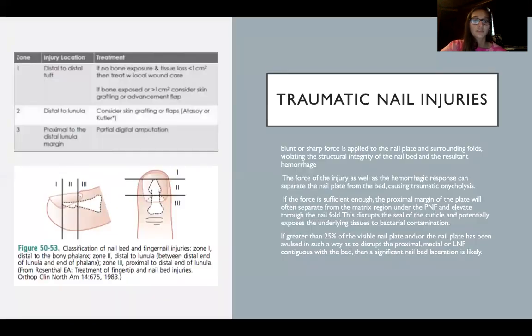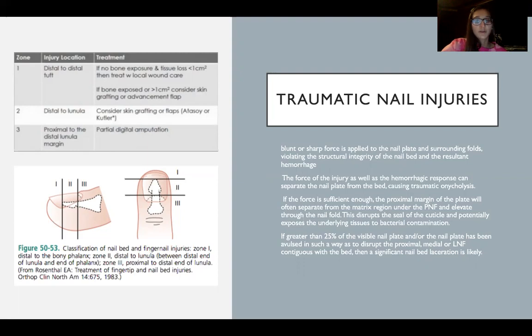Traumatic nail injuries can occur from a blunt or sharp force to the nail plate and surrounding folds, violating the structural integrity of the nail bed. The force of the injury, as well as the hemorrhagic response, can separate the nail plate from the bed, causing traumatic onycholysis. If the force is strong enough, the proximal margin of the plate will separate from the matrix under the proximal nail fold and will elevate through the nail fold. This disrupts the seal of the cuticle and can expose the underlying tissue to bacterial contamination.